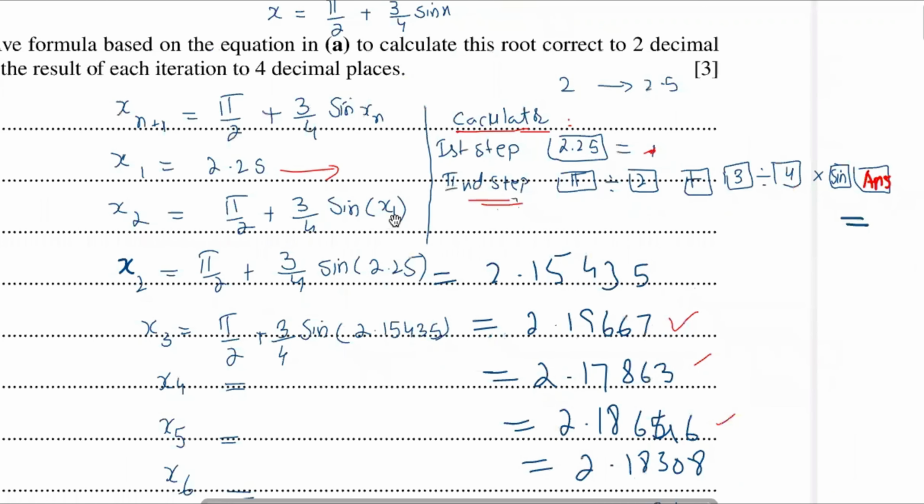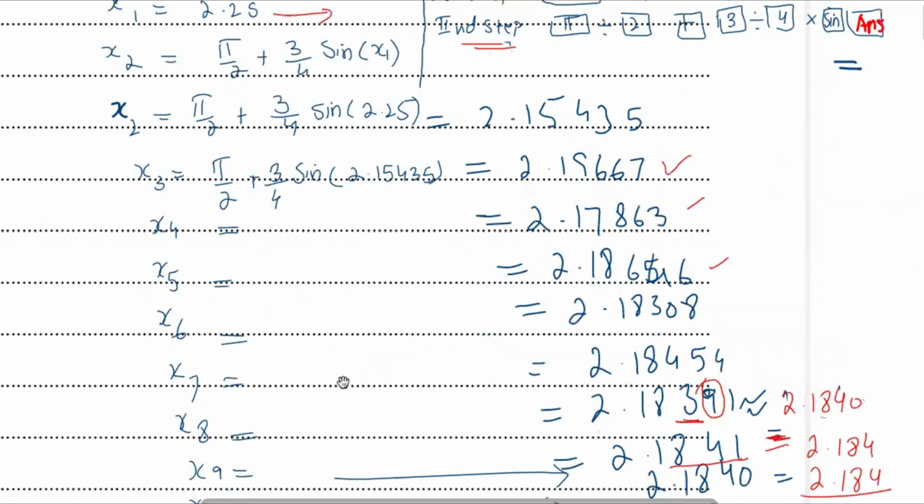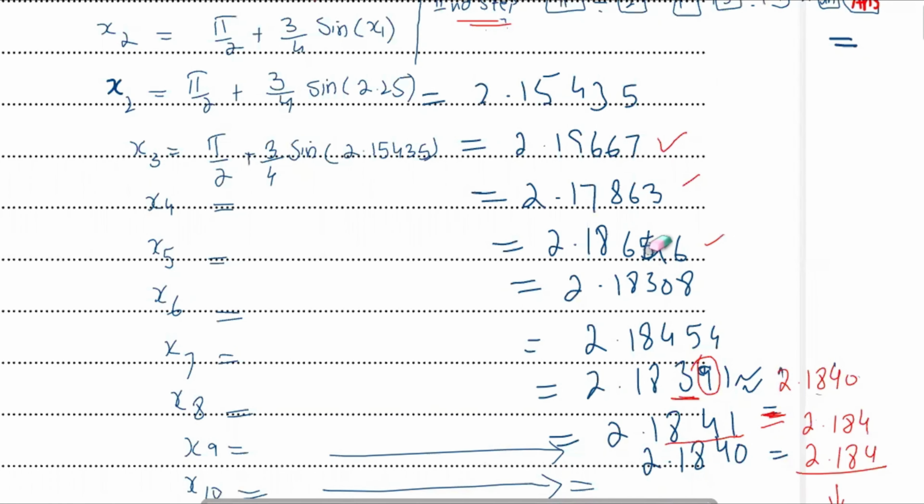And then in place of x1, you press the answer icon. Now you press this button, answer. After this, you press the equal sign. You will get this value, and you can get other values x4, x5, x6, and so on. I wrote these values here, and you see here the values of x9 and x10. The value is 2.184, 2.184, 2.184. These values repeat themselves.